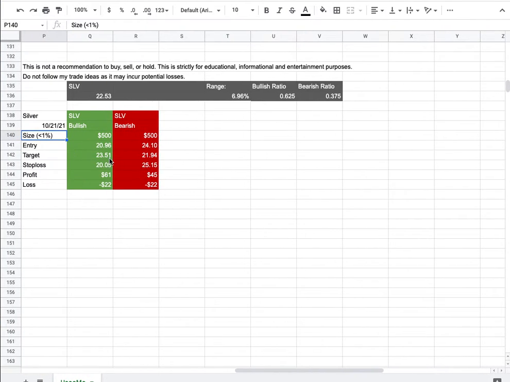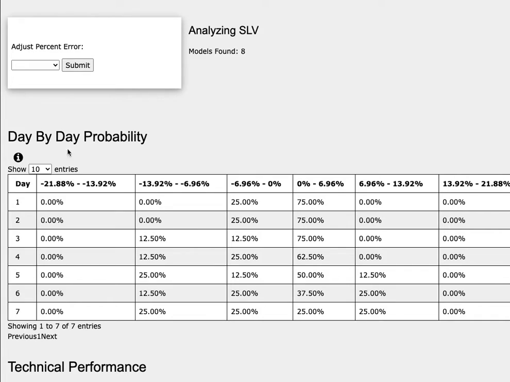So how did I develop these trade ideas? It all comes from the day-by-day probability model. As we progress to the 5th day or week of trading, silver futures has a 50% chance to climb between 0 to 7%, a 13% chance to climb between 7 to 14%, to the downside a 13% chance to fall between 0 to negative 7%, and a 25% chance to fall between negative 7 to negative 14%.